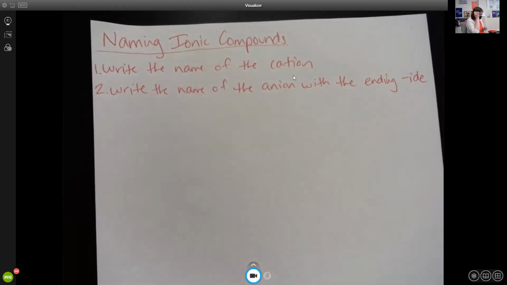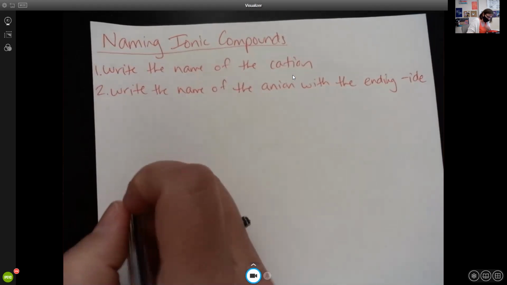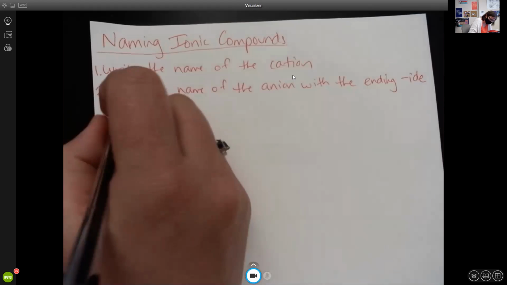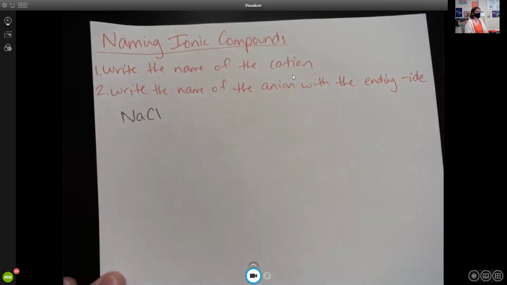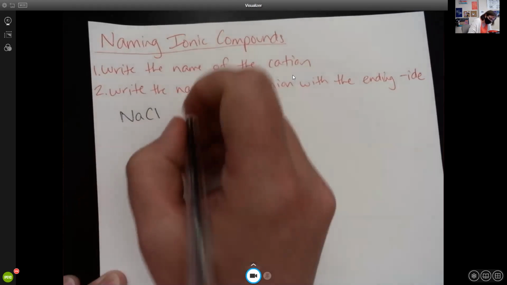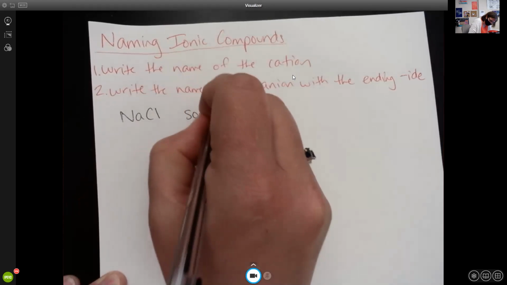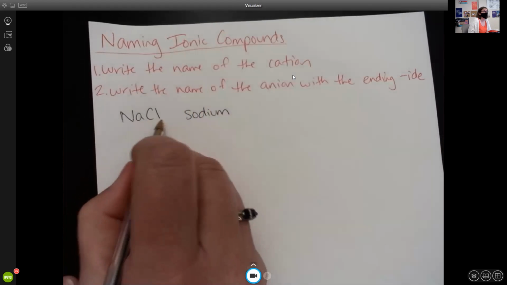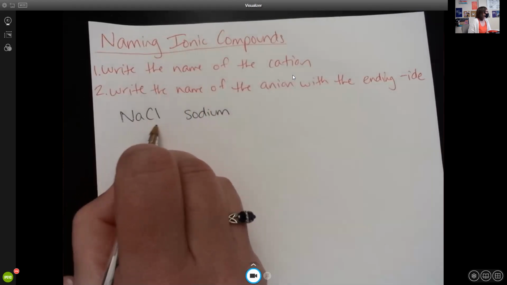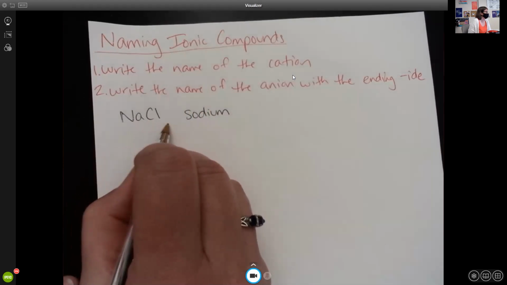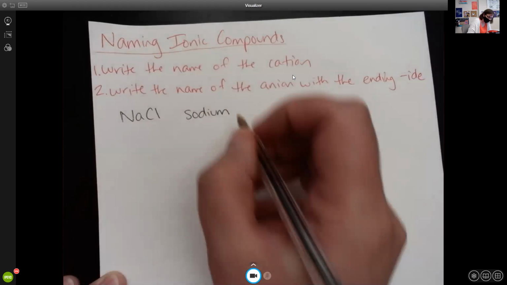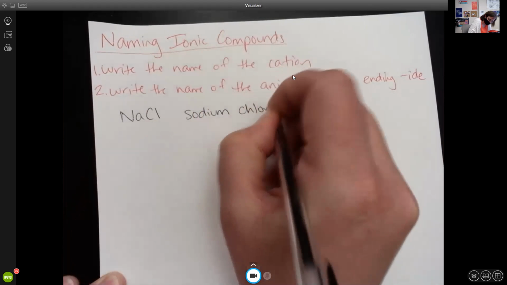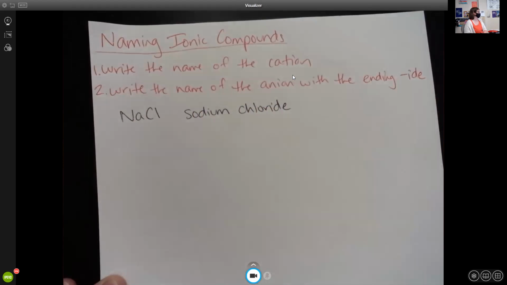Thank you for those of you in the chat. So yesterday, let's just do the one that we went over yesterday first. We did NaCl, and most of you knew what this one was called. You knew the scientific name. The name of the first element is sodium, and the name of the second element is chlorine, but we changed the ending to "ide". So instead of chlorine, it's chloride. And that's how we name ionic compounds.